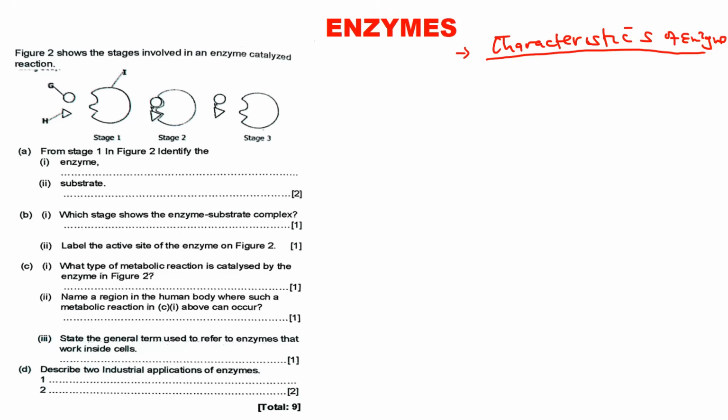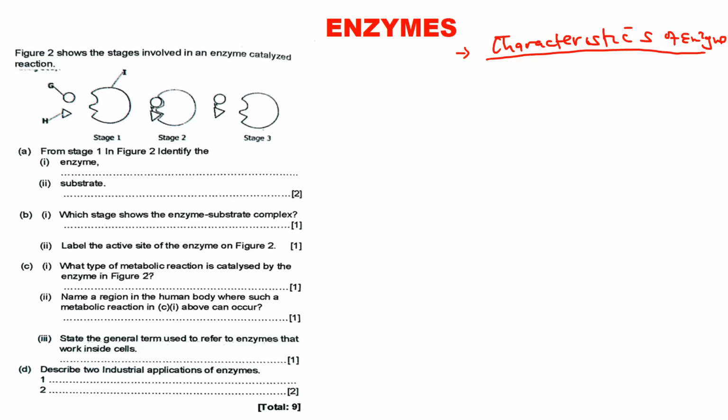So you also need to know those industrial applications of enzymes. Now, back to the question. Figure 2 shows the stages involved in an enzyme catalyzed reaction. And by the way, before we go further, you need to know the categories of enzymes. We have intracellular and extracellular enzymes. Now, from stage 1 in figure 2, identify the parts of the enzyme.